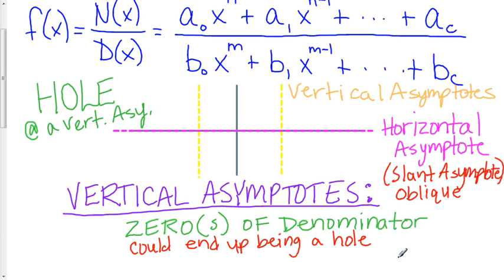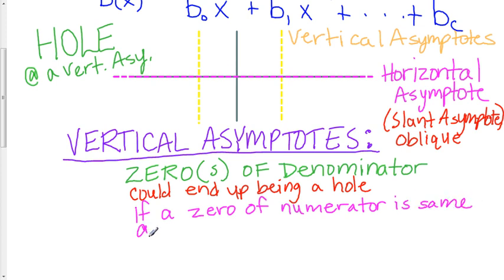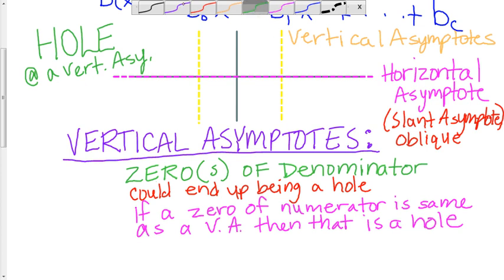And how do you know if it's going to be a hole or not? Well, you have to find the roots of the numerator. So if you have a zero of the numerator and it's the same as a vertical asymptote, then that is a hole and not an asymptote or a root. And so that you understand, when you're trying to find the roots of the numerator, these are actually also the roots of the rational function.